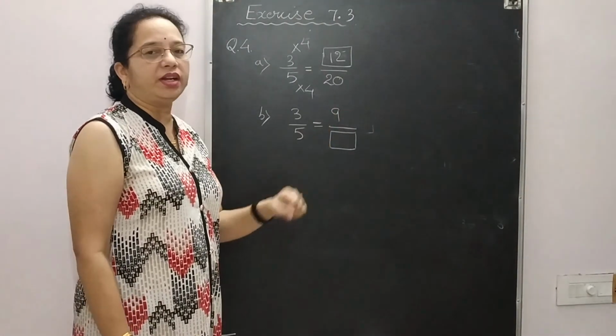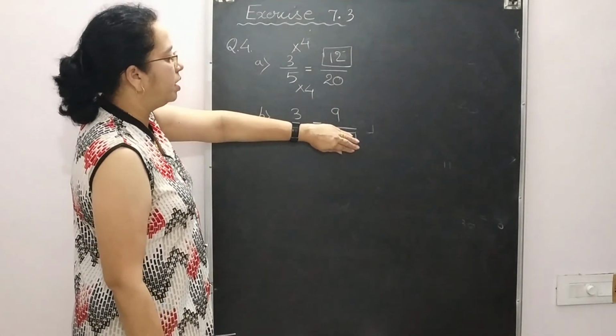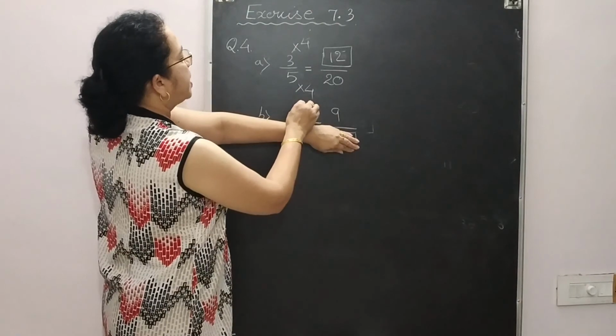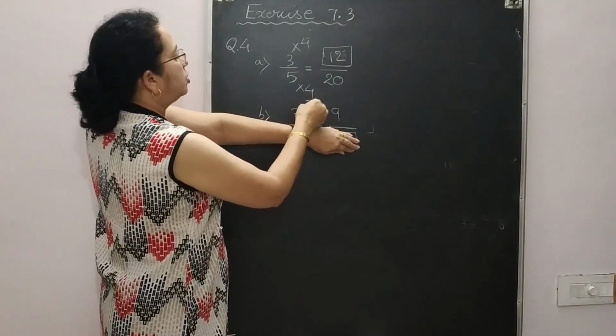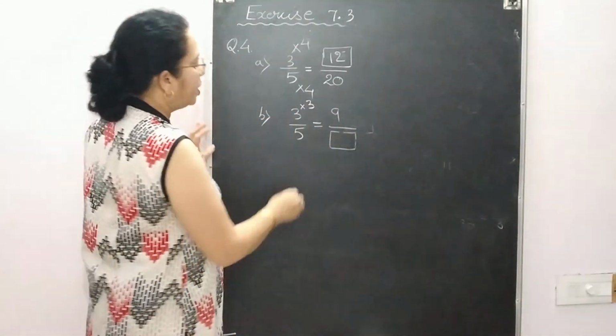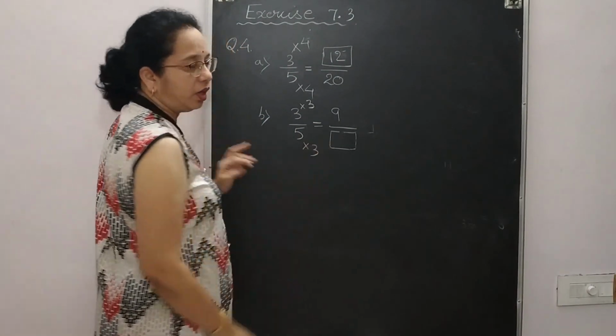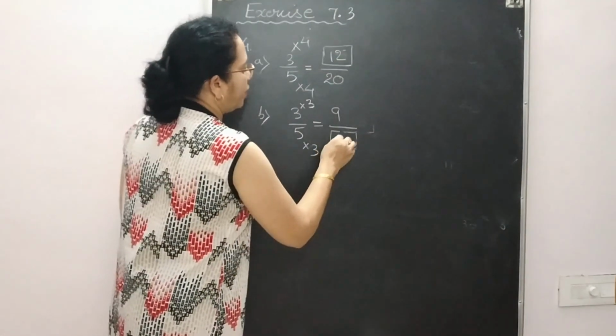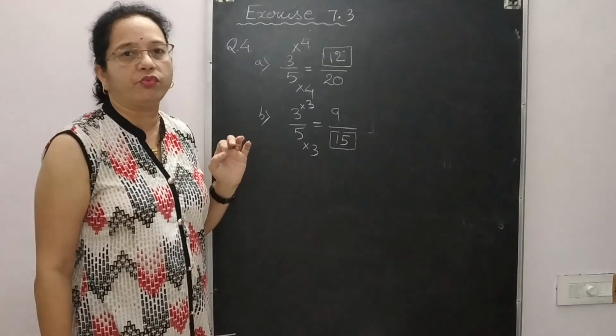Since two numerators are given, hide this denominator. Find out the relation. Recite table of 3. So you will get 3 3s are 9. So here also we will multiply by 3. So 5 3s are 15. So your answer is 9 upon 15.